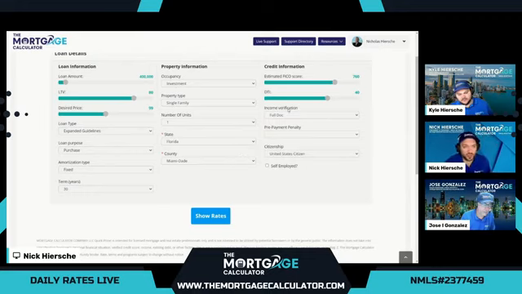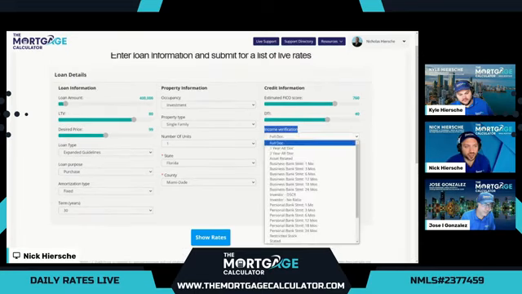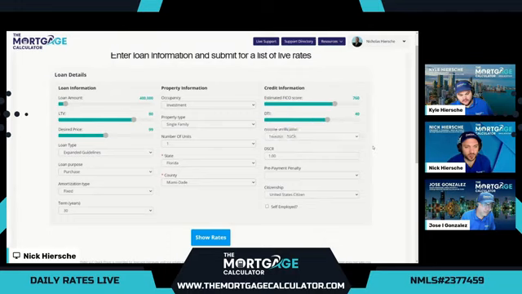And the first thing we must select is our income. Most popular income for an investment property is DSCR because it doesn't require any income or employment from our borrower. We simply use the estimated rental income from the property to determine a DSCR value. It stands for debt service coverage ratio.